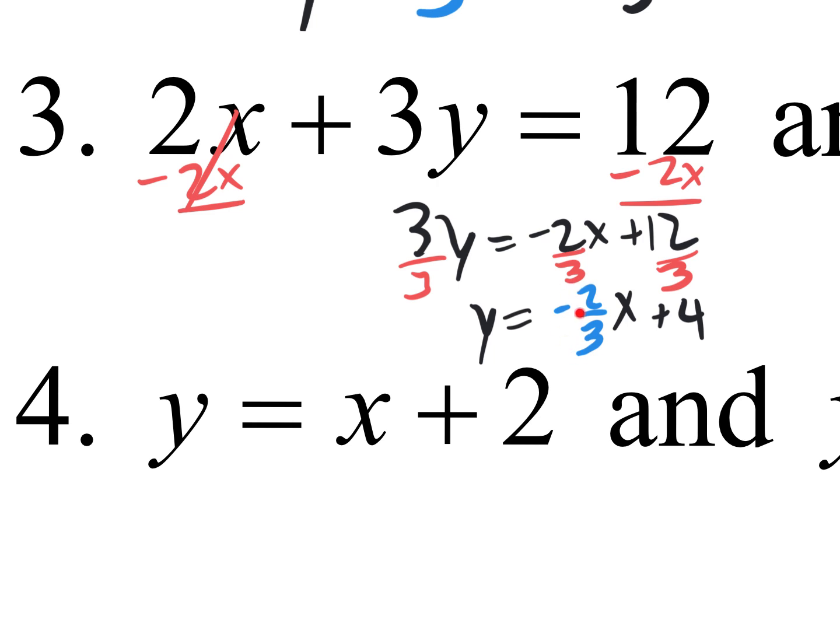So we could clearly see that the slope of this standard form equation, once you change it to slope-intercept, is negative 2/3. So if the other one has the same exact slope, negative 2/3, then that would be a parallel line. If it's a positive 3/2, then that would be a perpendicular line. If it's neither, then it would be neither.